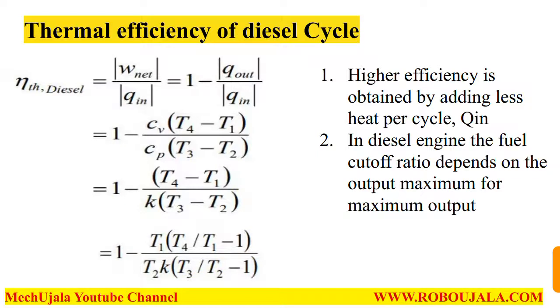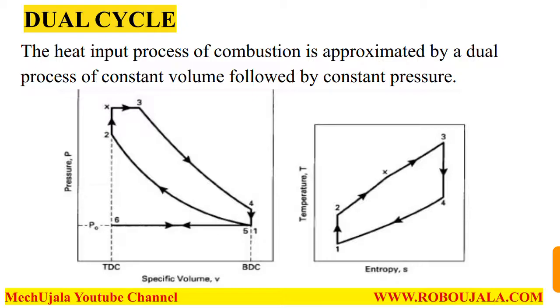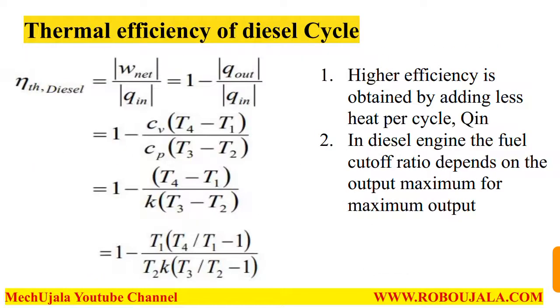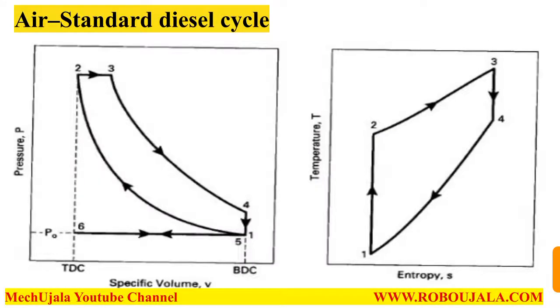Now as you can see, higher efficiency is obtained by adding less heat per cycle. In a diesel engine, the fuel cutoff ratio depends on the output, maximum for maximum output. Now let's see, in the diesel cycle we will get efficiency as this, and by putting all of these values, we can calculate the efficiency of the diesel cycle. So guys, for the diesel cycle, please remember this graph, the plot between pressure and volume.